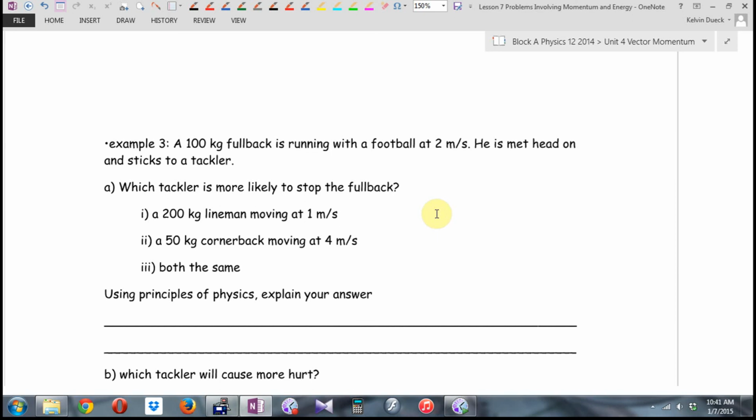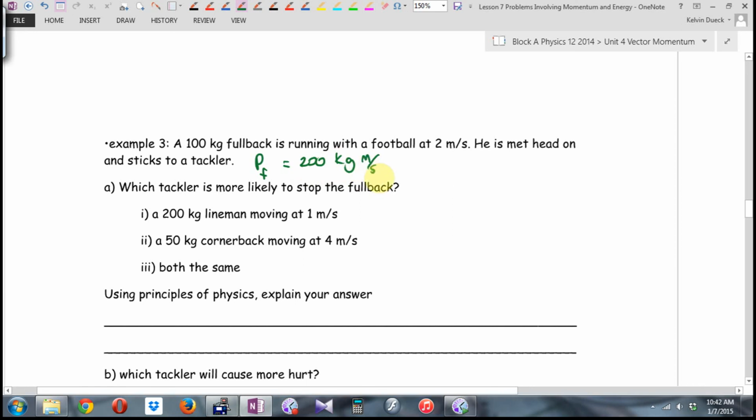Well, momentum's the same for both of them. First of all, there are 3 different things. When you say both, do you mean both the lineman and the cornerback, or both the tackler and the fullback? How much momentum does the fullback have in your head? Can you go mass times velocity? 200. Okay, so the fullback, let's call it momentum F for fullback, has 200.